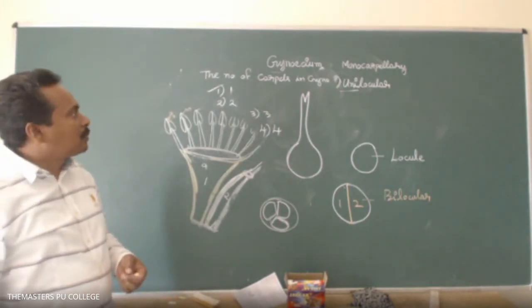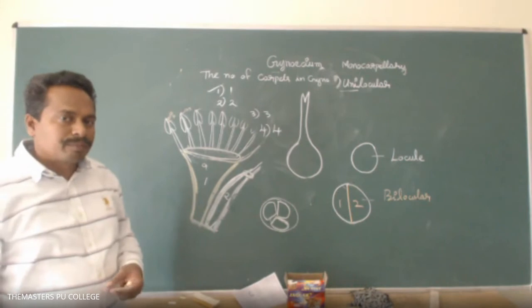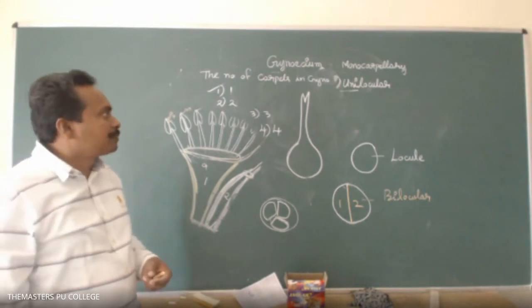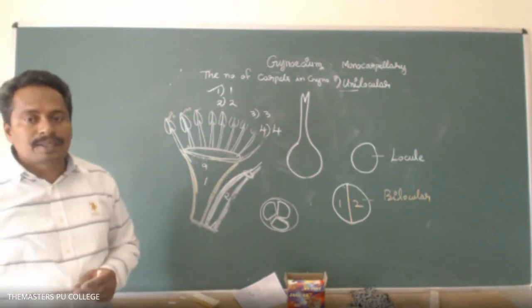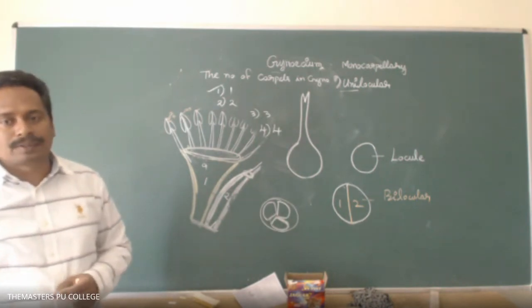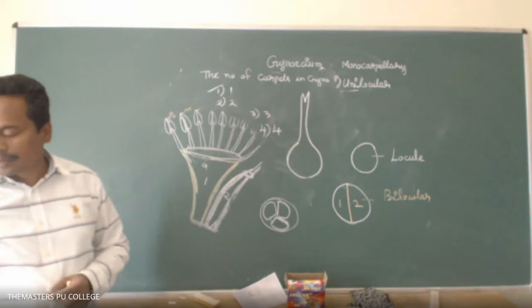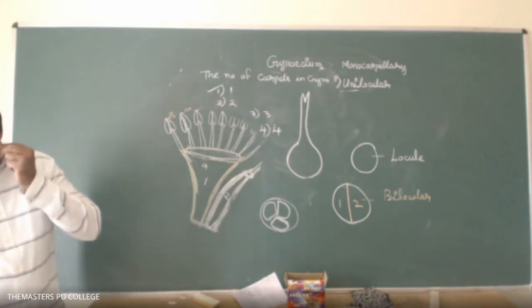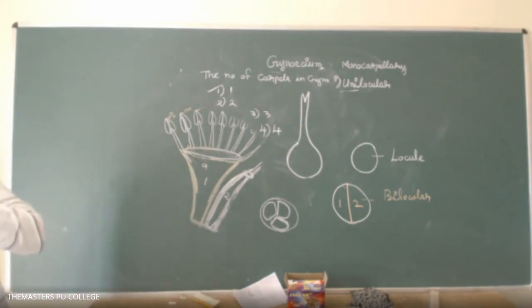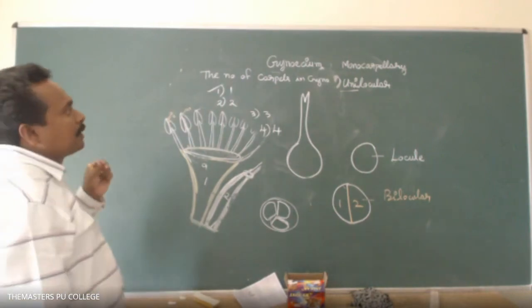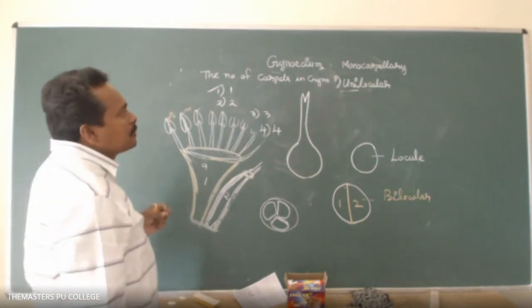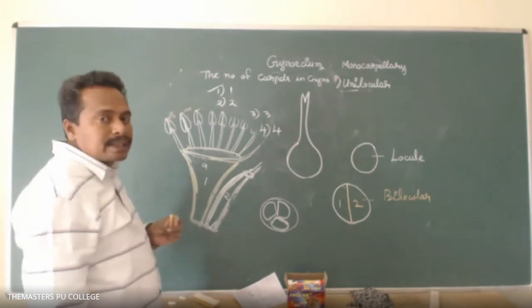The number of carpels in the gynoecium of the Brassicaceae family. Already we have discussed, very good, Tanisha. Two carpels. Two carpels are there in the gynoecium of the Brassicaceae family.